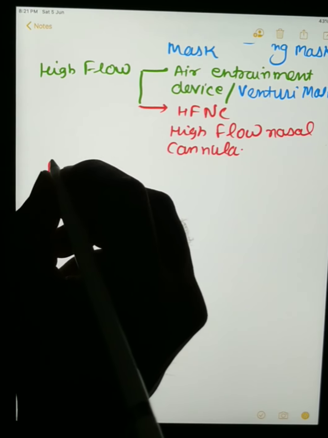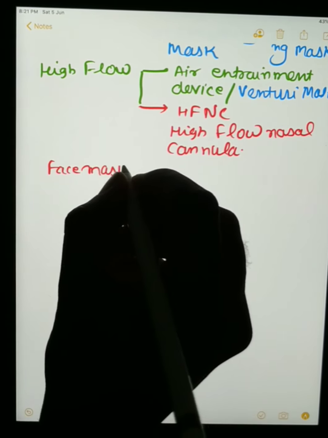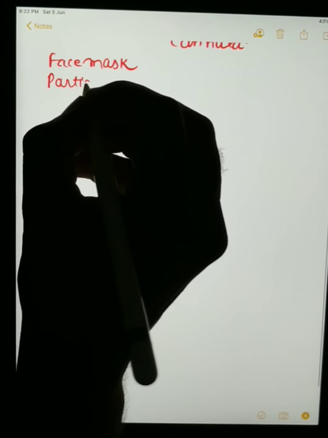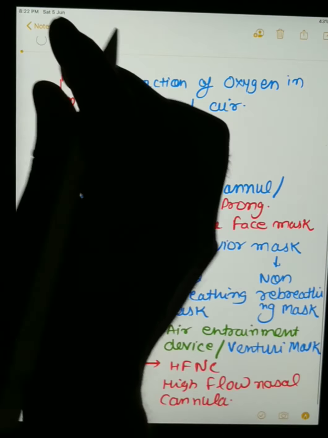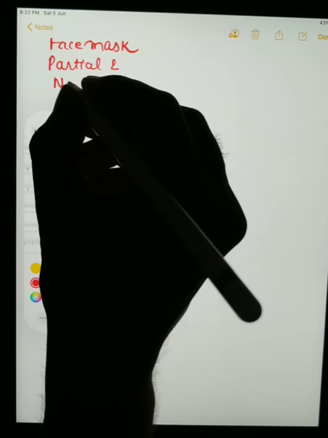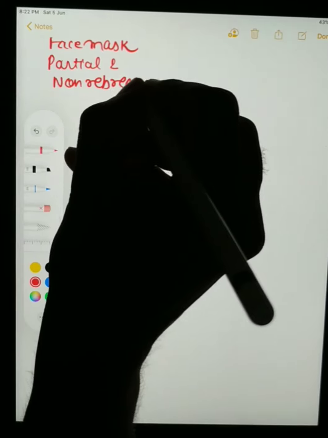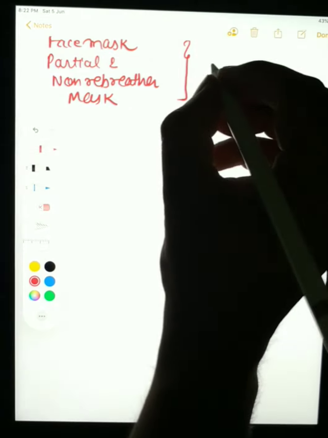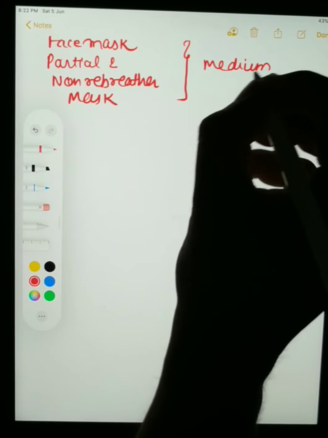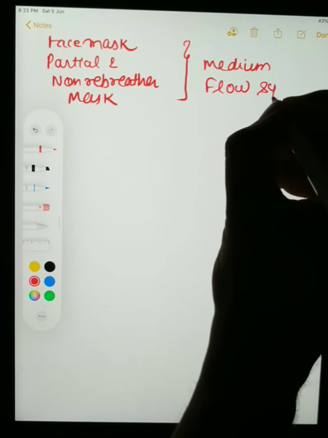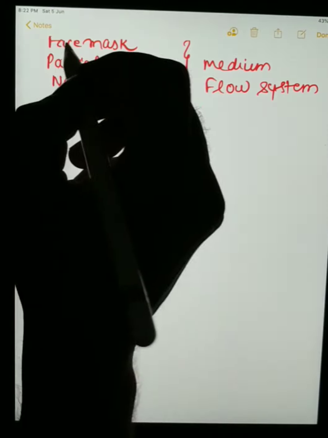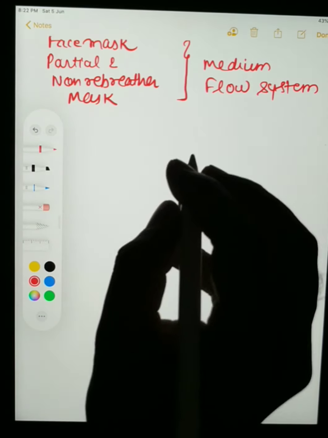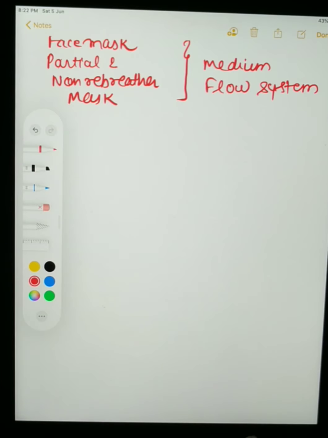Sometimes simple face mask, partial and non-rebreather mask, sometimes they put into medium flow system. Usually they are put in low flow system, but some of the authors put them into medium flow system. So now we will see each and every device one by one.